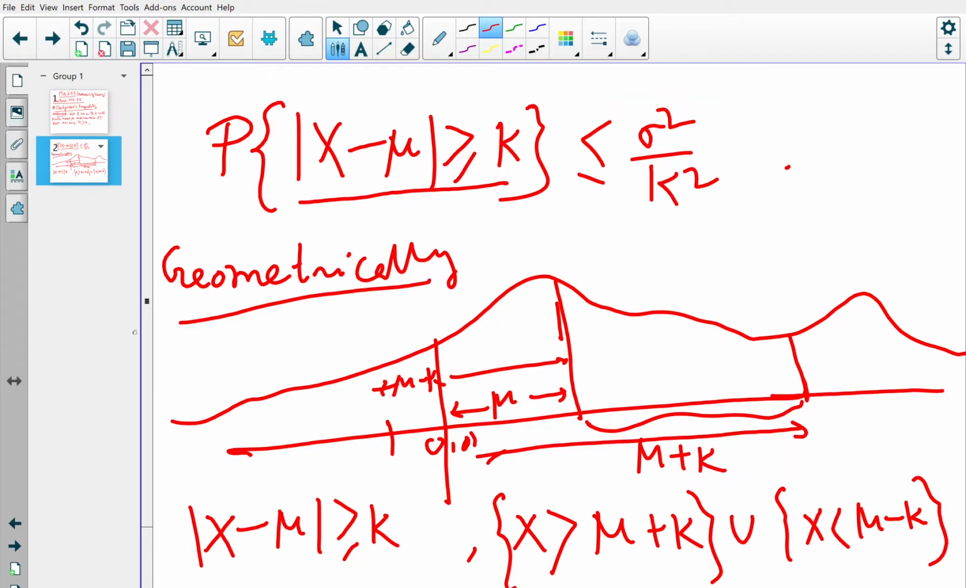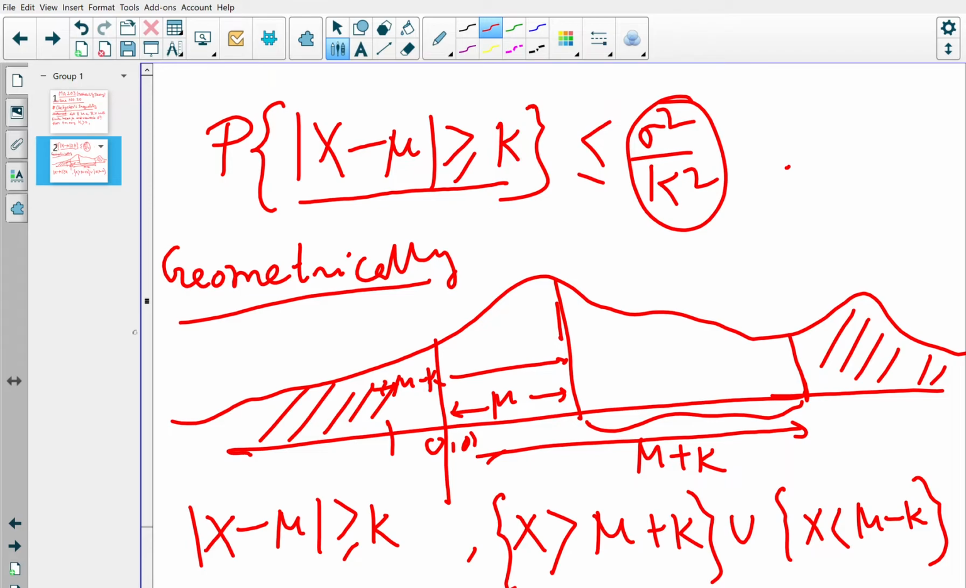So what does that mean? That means either this region or this region. And Chebyshev inequality tells you that the total accumulated probability of this region and this region has an upper bound which is sigma squared by k squared. It cannot be more than that. Okay, and you can also check it for, for example, the Gaussian standard normal distribution, mu equal to 0, sigma squared equal to 1. It has very nice applications, so you can easily check with that.